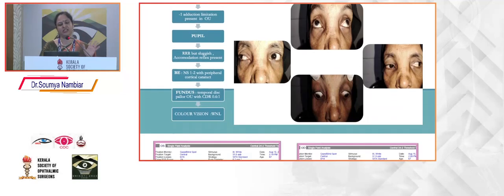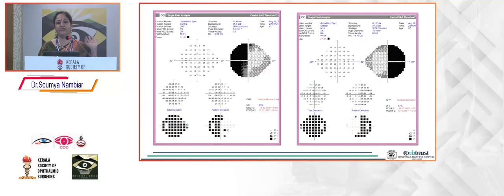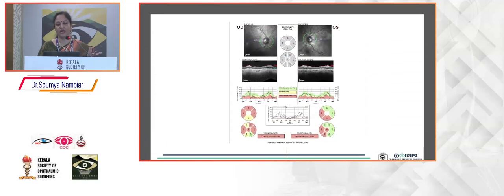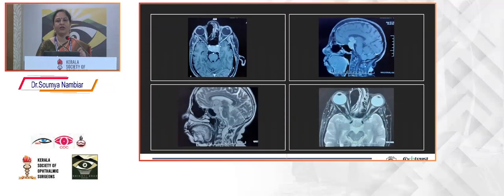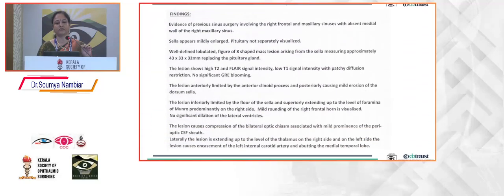Color vision was tested, it was normal. I got a field done. You see a bitemporal hemianopia. You cannot miss that out, right? And an RNFL also showing that there is a thinning there. And an MRI shows a big figure of 8 sellar mass, sitting right over there, okay? So this is something which cannot be missed, okay?